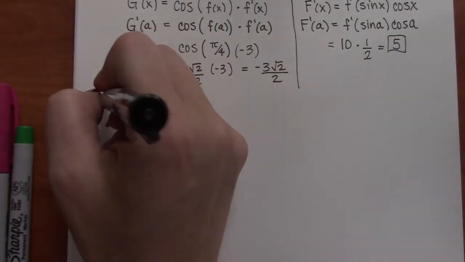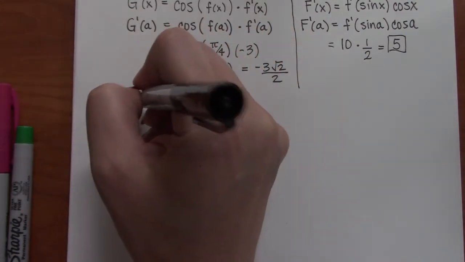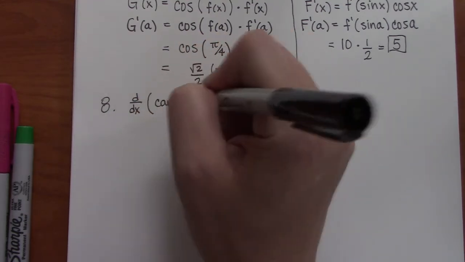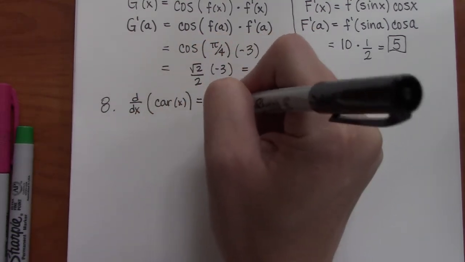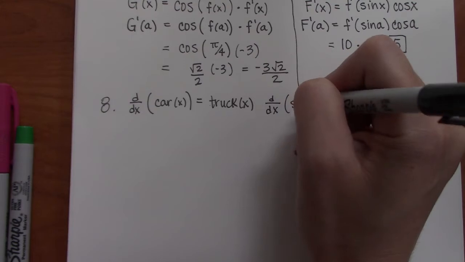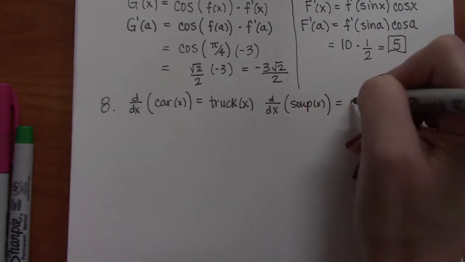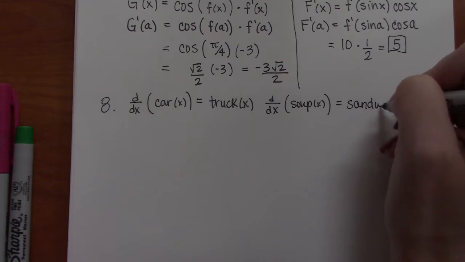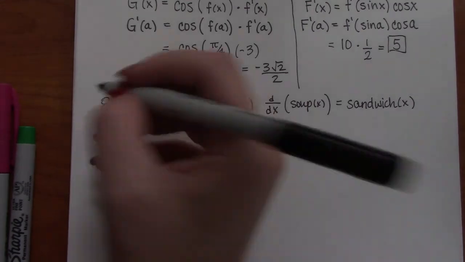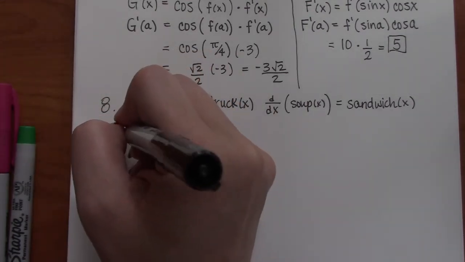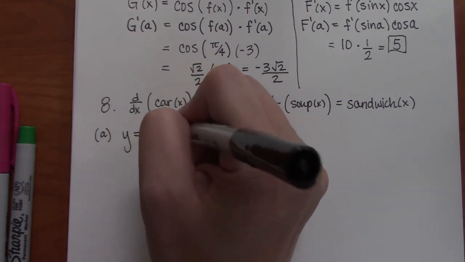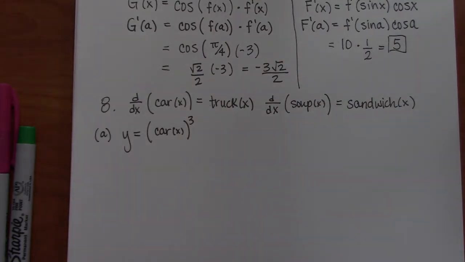All right, so in number 8, same section, we were given that the derivative of car is truck, and the derivative of soup was sandwich. And we were asked to differentiate the following things. So for A, y equaled car of x, quantity cubed.